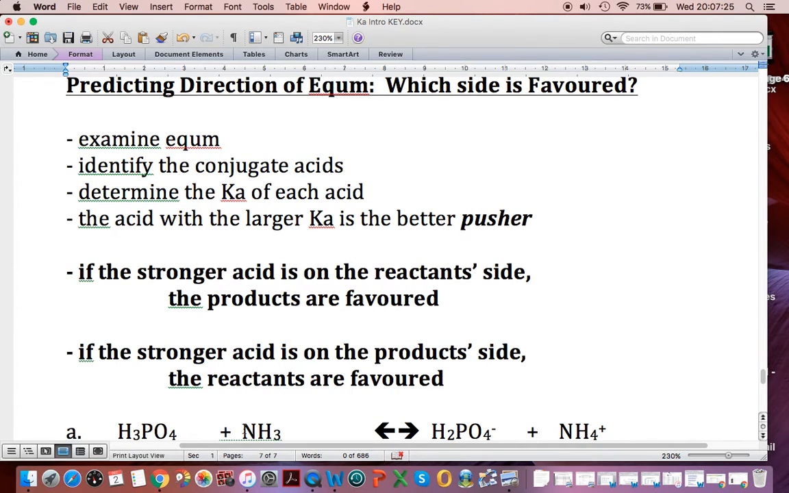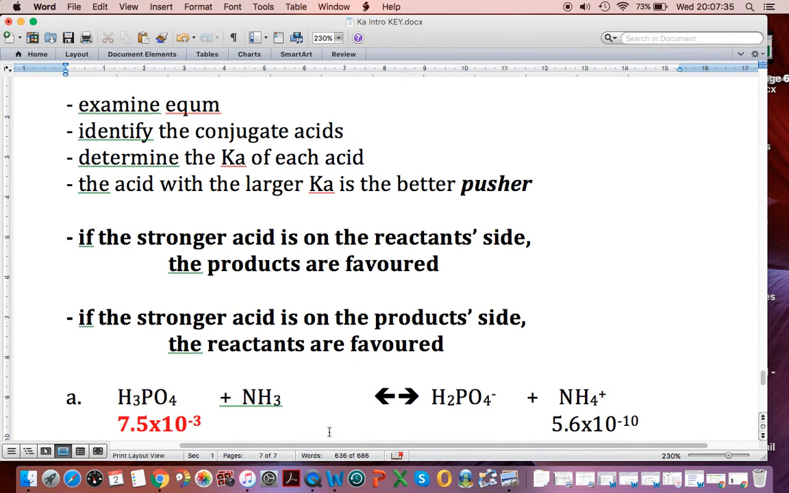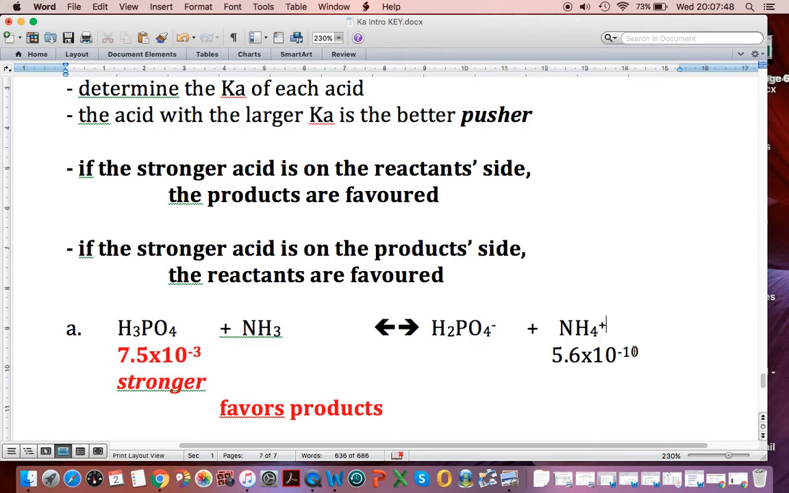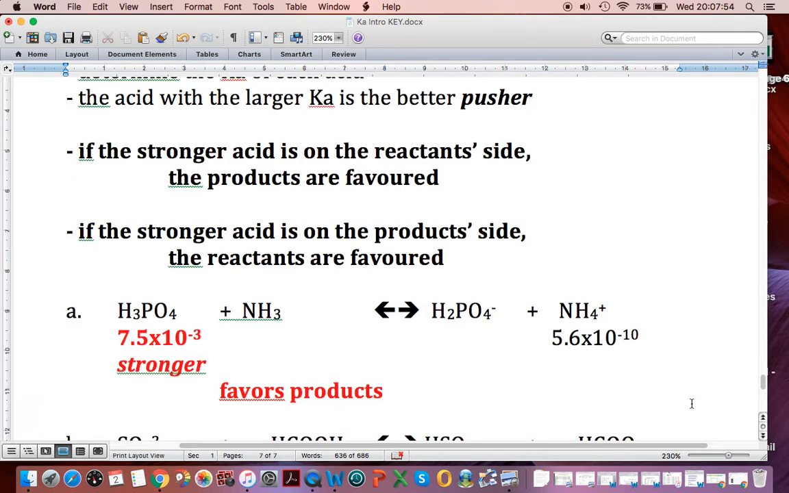So here I have acid, base, and I see that's my conjugate acid, that's my base. So I can look up the Ka for H3PO4 and the Ka for NH4+. When I do that, I see that this Ka value, 7.5 times 10 to the minus 3, is bigger than the 5.6 times 10 to the minus 10, and so I know it's going to favor the products. This is a stronger acid. It is better at donating a proton, drives it to the right.